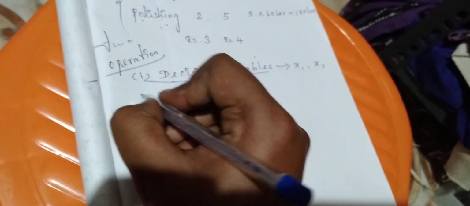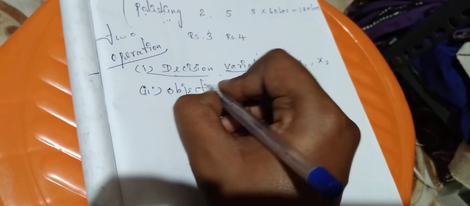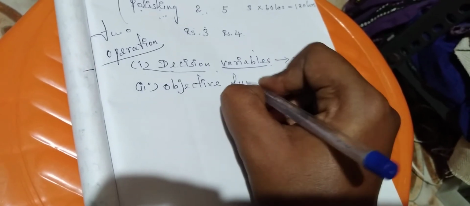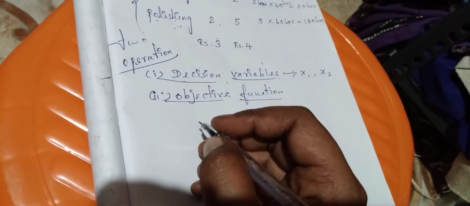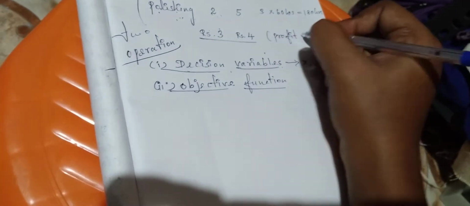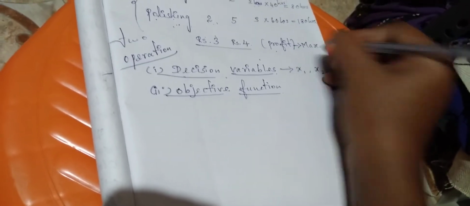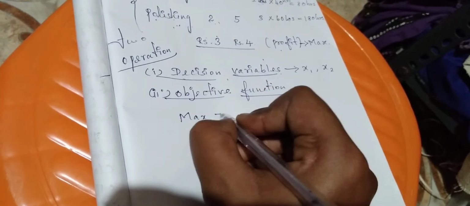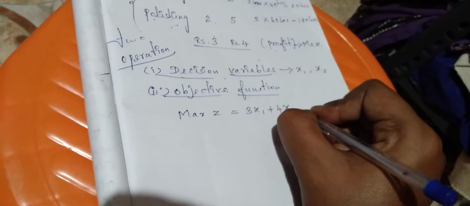What is the second step? We need to write the objective function. So I am writing the objective function. What are the objective functions? We need to say whether it is maximum or minimum. We know already, this is the profit. When they have given the profit, definitely it must be a maximum one. So maximum of z equal to 3x1 plus 4x2. This is called the objective function.